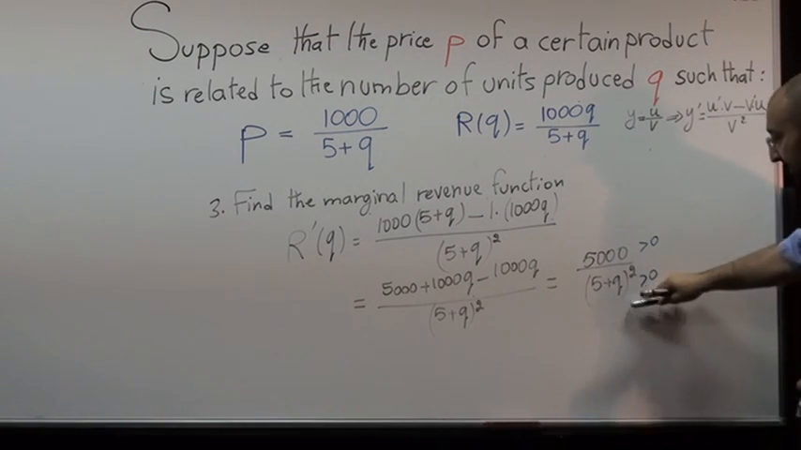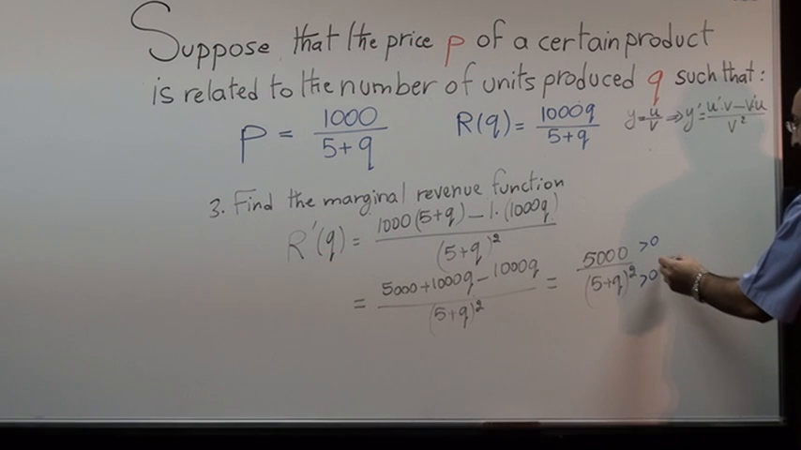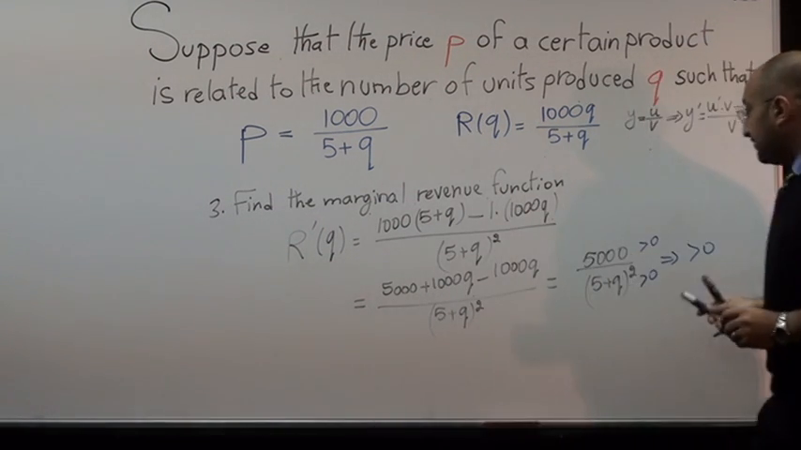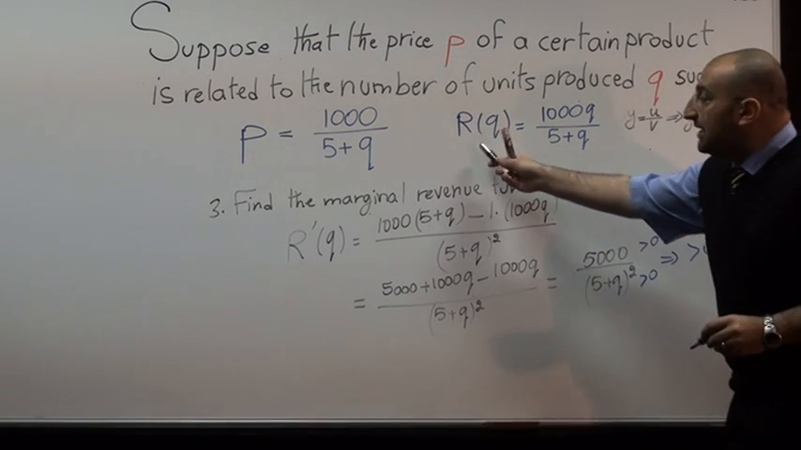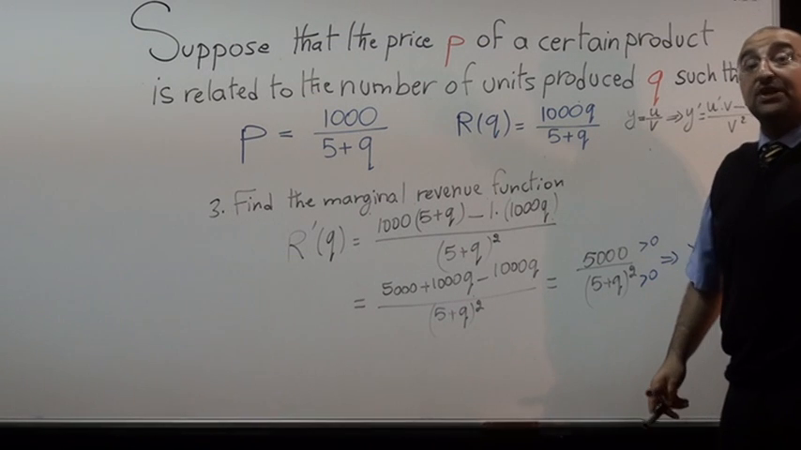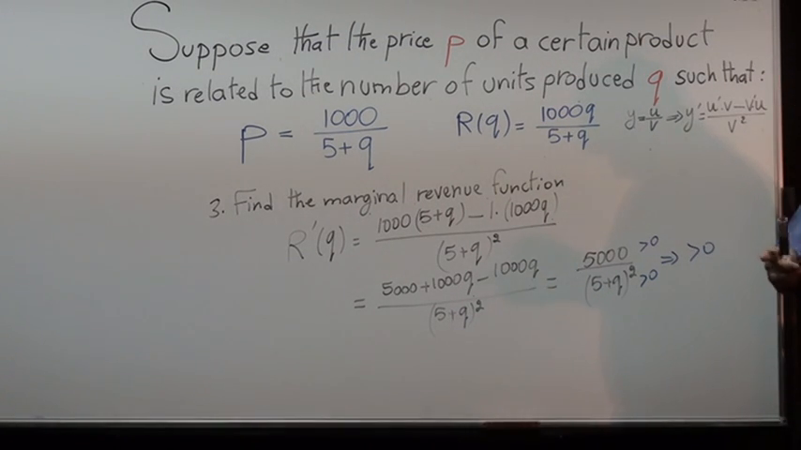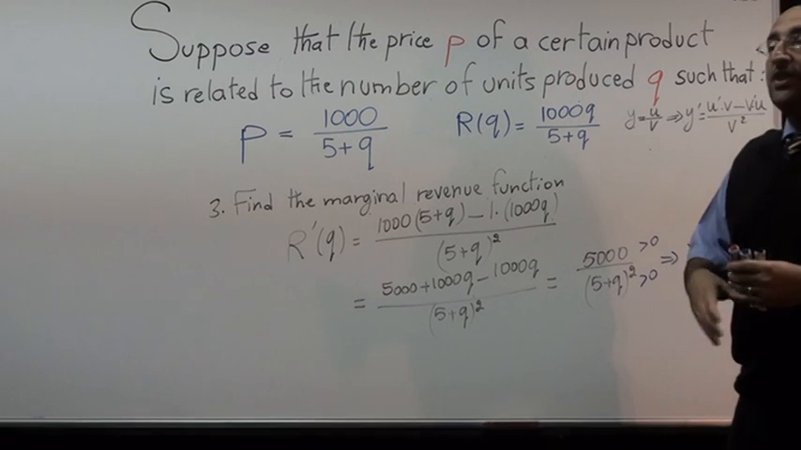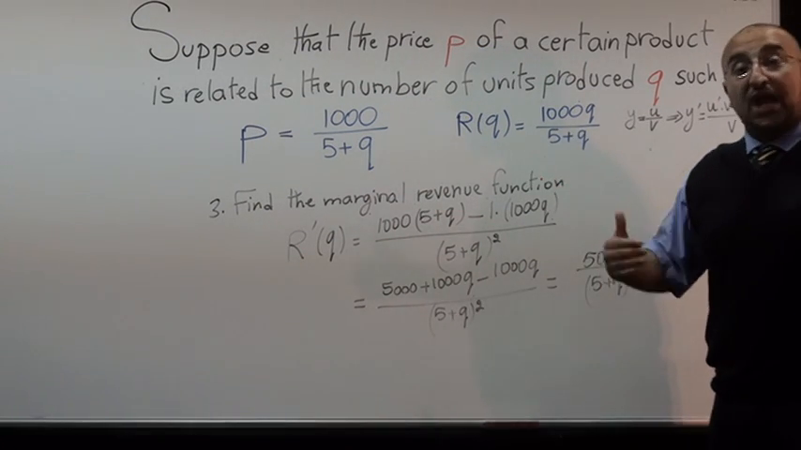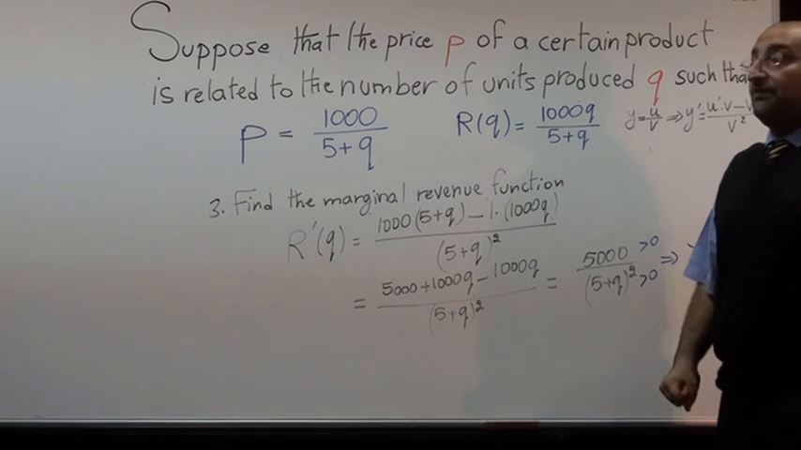And so if all of this is positive, positive divided by positive, this means that the rate of change of the revenue function is positive. And that means that the revenue function is constantly increasing, always increasing. And that makes sense because as Q increases, R is going to increase. The more items you sell, the more the revenue increases.